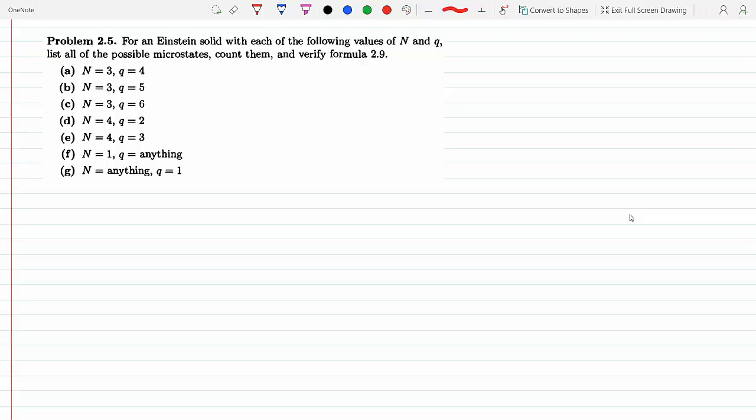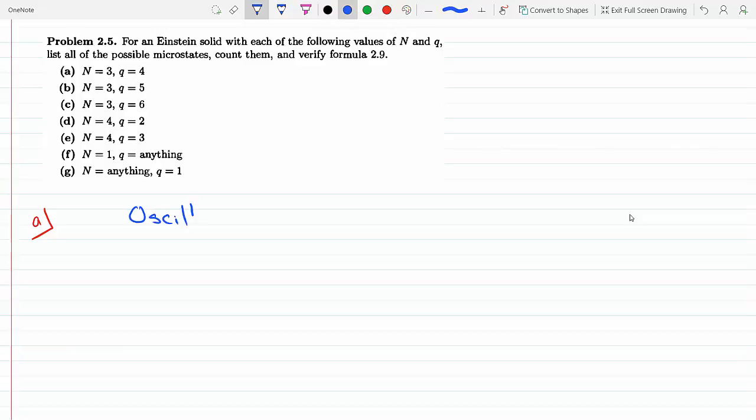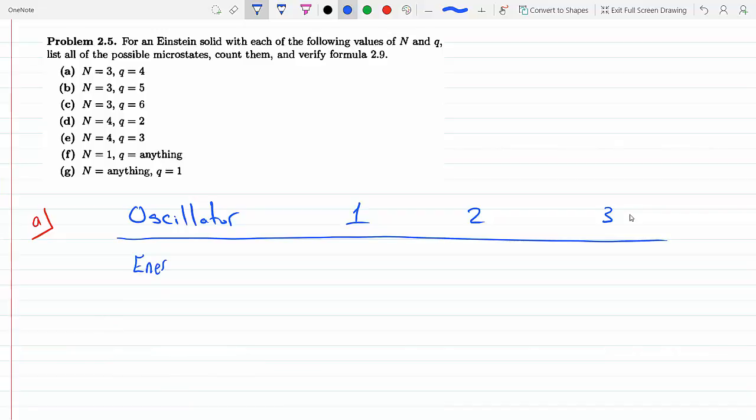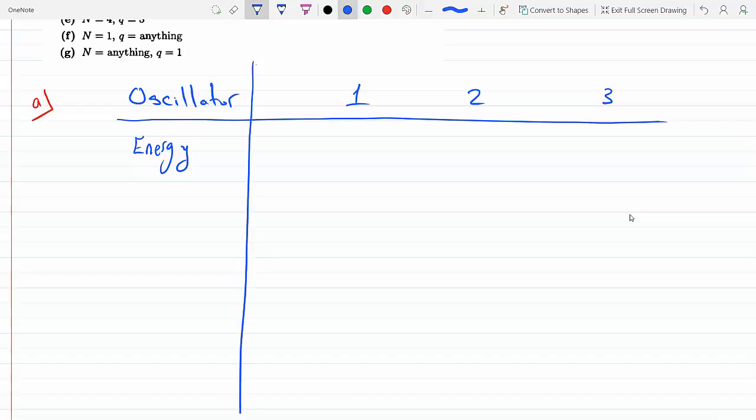And so in part A we have 3 oscillators and 4 energy units. Okay, and so I will make a table here. This is oscillator 1, 2, 3, and we're gonna list the energies here. That is Q units. So we have 3 oscillators, we have 4, right? So okay, and so the way I would start this is, we have to have a total of 4.